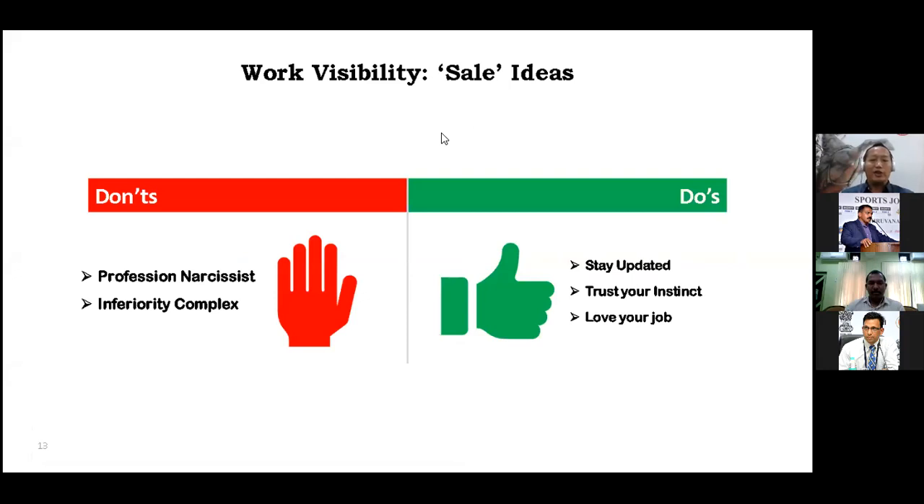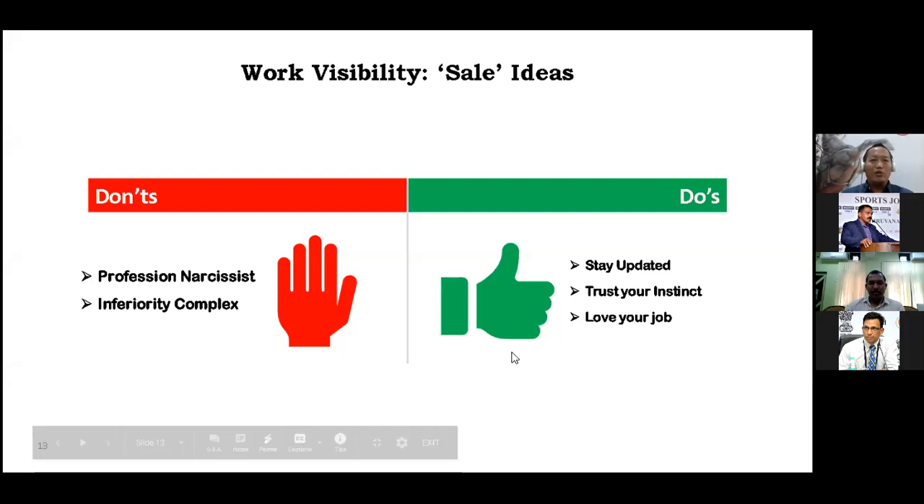Work visibility sells ideas. Unless you can prove yourself with your work, your contribution will always be very small in the institution, right? And how to make your work visible? All those things I have already talked about in the presentation I have given so far. The second stage is work visibility. Once people can see your work and your contribution, that is the time you'll be able to sell your ideas. Till then, you have to put in a lot of effort to make your work visible.